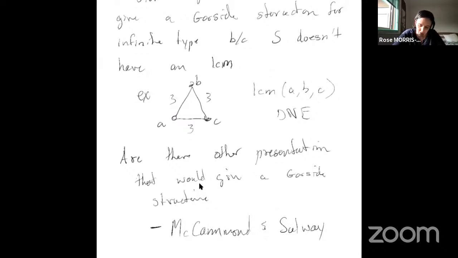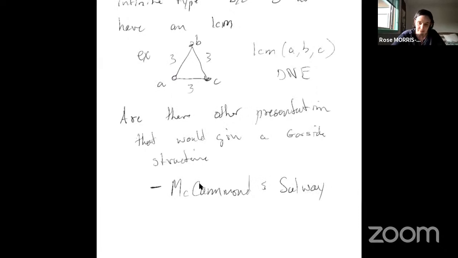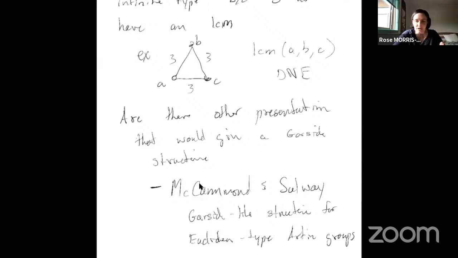McCammond also has, on his personal website, a really good survey paper about Garside structures and the geometry behind them, if you want to read more about this. But McCammond and Sulway have what they call a Garside-like structure. They've relaxed some of these conditions for what are called Euclidean type Artin groups. Finite type are also called spherical type, right?